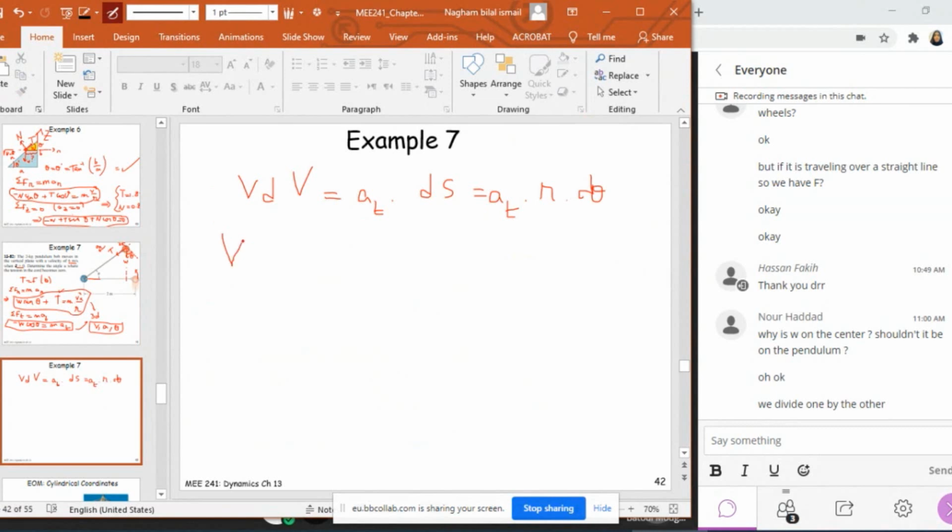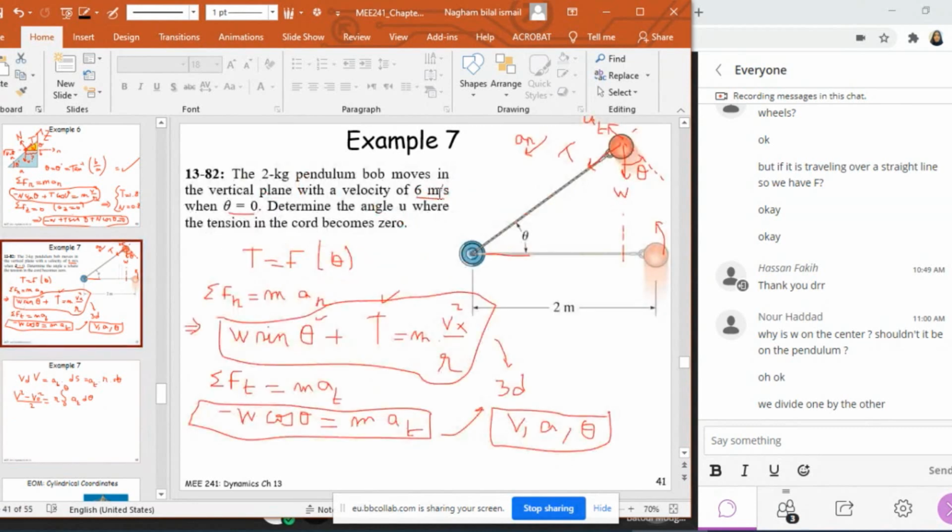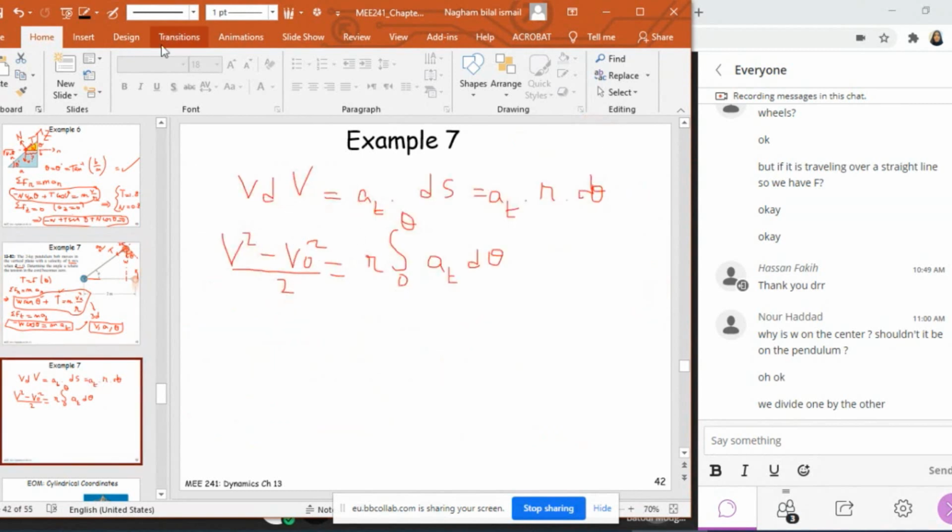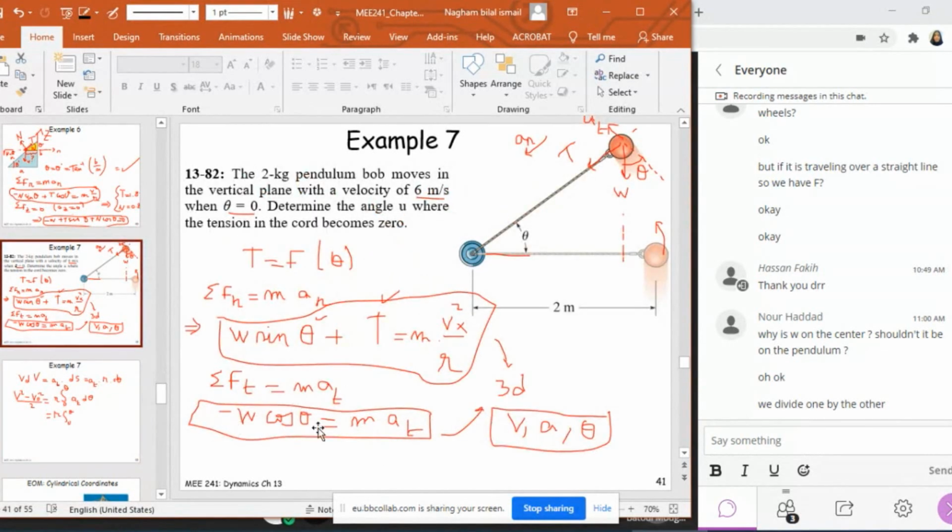Which means if I do the integration, (v squared minus v0 squared) over 2 will be equal to the integration, r is constant so I put it outside the integration, of a_t d theta between 0 and theta. I know v0 squared, it is given when theta is equal to 0. I should replace a_t by its equation in terms of theta given from this equation right here. So a_t is equal to minus W cosine theta over m. W is mg, so if I simplify by g, it is minus g cosine theta. So this is a_t, it is minus gravity cosine theta d theta.